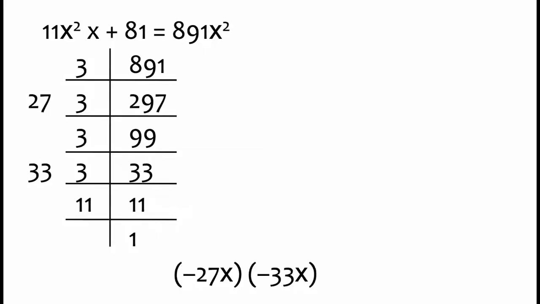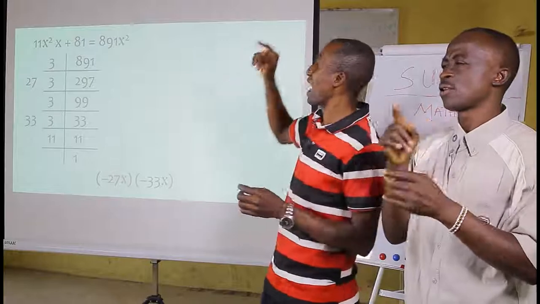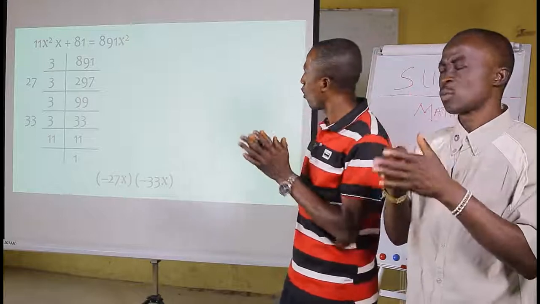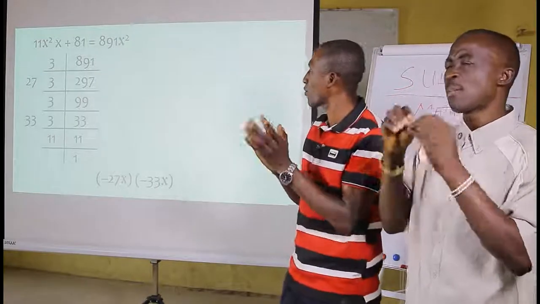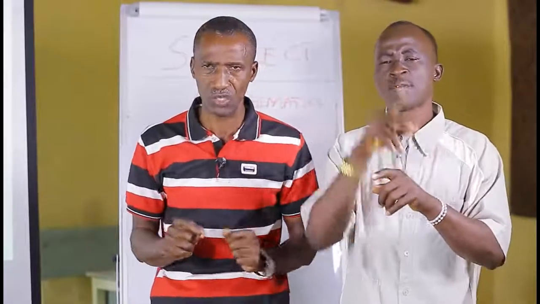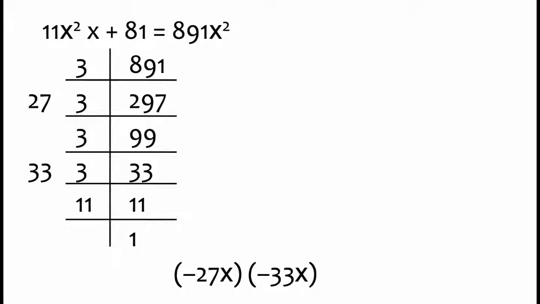That shows 11x squared times 81 will give us 891x squared. You can now see that to get the right factors is not going to be easy. That is why I told you a principle when we started this learning. I told you, when a number is larger, you express that number as a product of its prime factors.